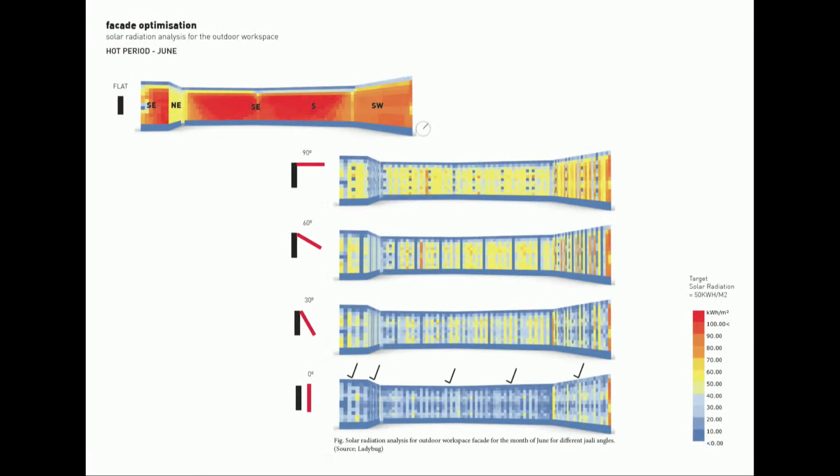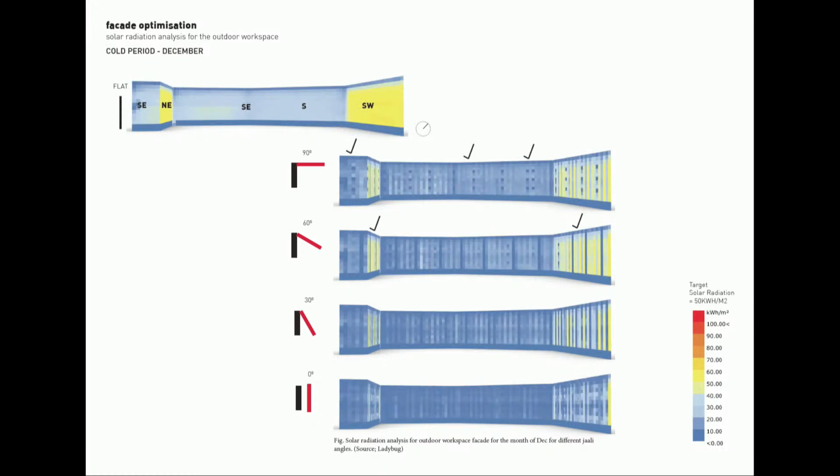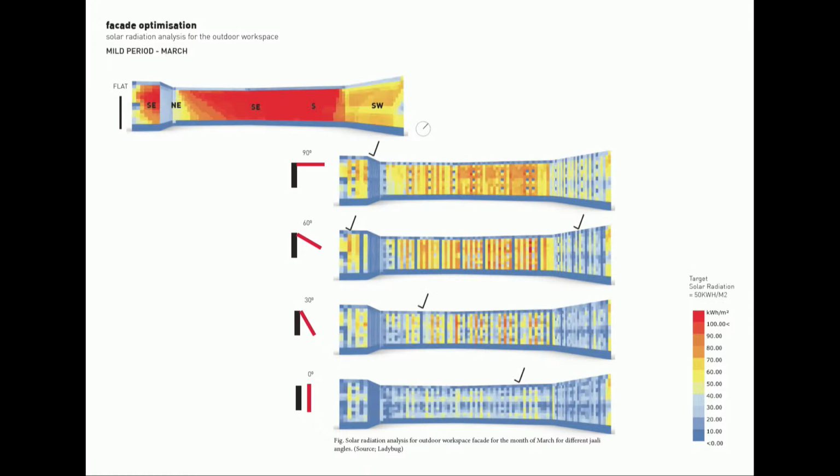So for the protected outdoor space on the south facade, the Jali was analyzed with louvers from 90 degrees, 60 degrees, 30 degrees, and 0 degrees. And then it was found that for the hot period June, louvers which are fully shut work best. Similarly, for the cold period in December, the louvers can be aligned at 90 degrees and 60 degrees respectively to the facades. And for the mild period in March, the louvers can be at 30 degrees and 60 degrees respectively. So this solar radiation analysis helped us in formulating the angles for our louvers.